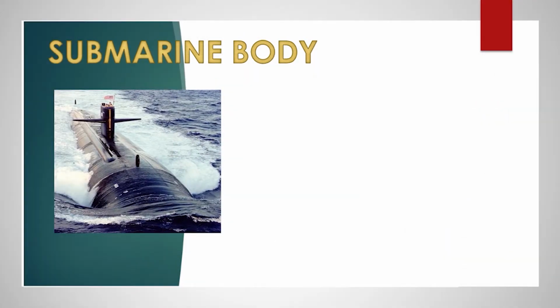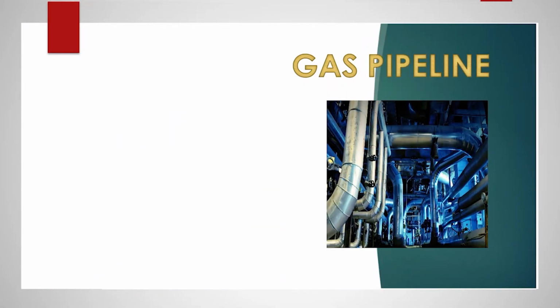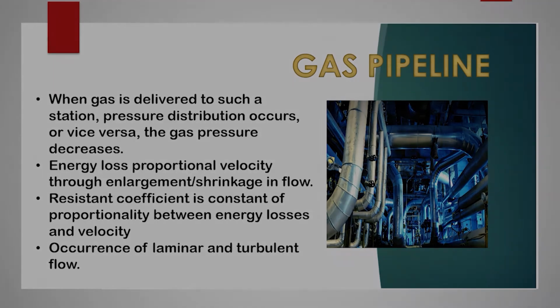For picture 3, it is a submarine body, laminar and turbulent water flow over the hull of a submarine. As the relative velocity of the water increases, turbulence occurs. As we know, for the last picture, it is a gas pipeline. When gas is delivered to such a station, pressure distribution occurs or, vice versa, the gas pressure decreases. Resistance coefficient is the constant of proportionality between energy losses and velocity. Occurrence of laminar and turbulent flow.